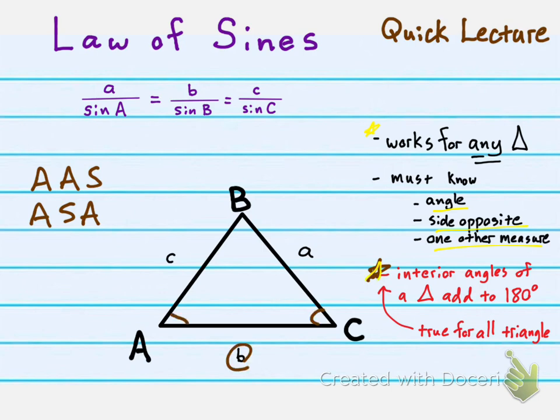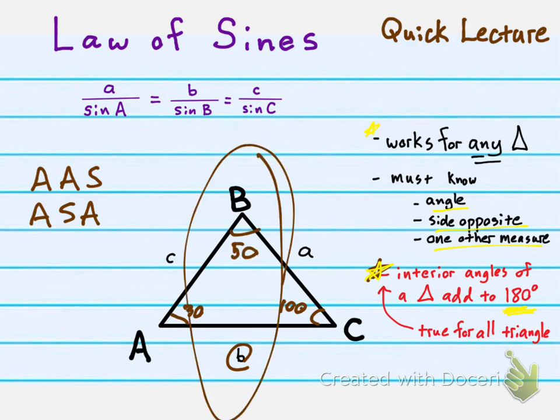The interior angles of any triangle are going to add up to be 180 degrees. So if you know this one here, let's say this one's 30, and this one is 100, you know that this is going to be 50, and now you have what you need for the law of sines.